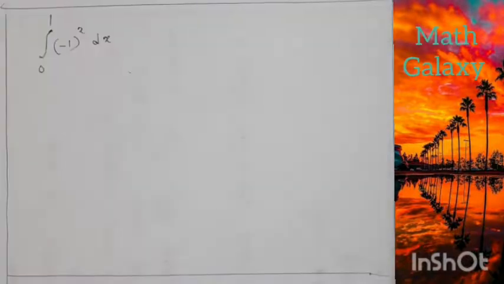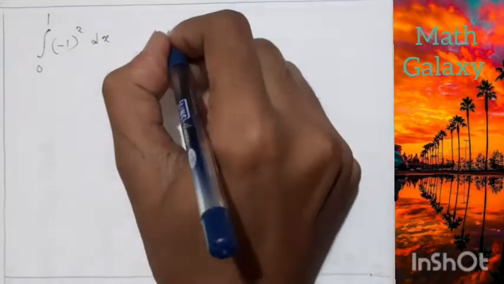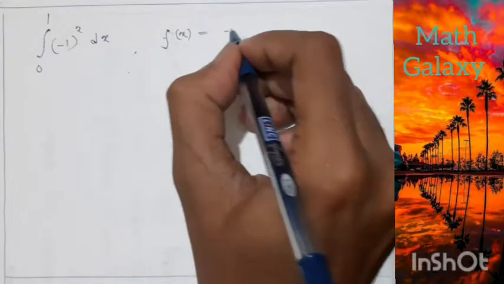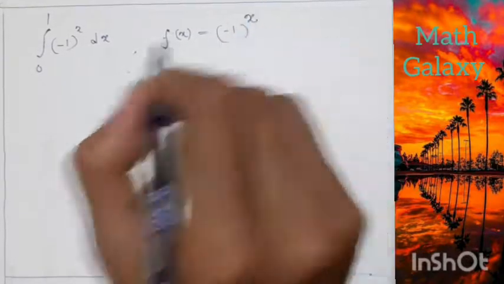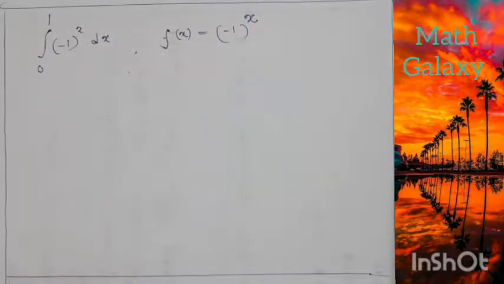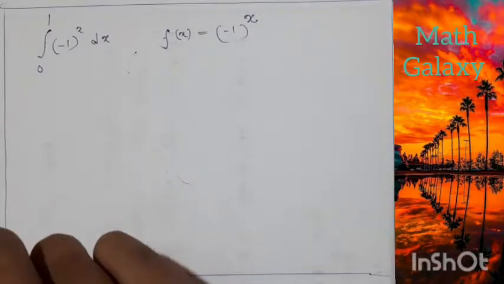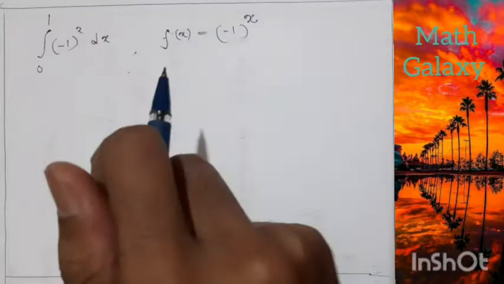So this is actually the problem here. As you can see, the function which is to be integrated is called f(x). What is f(x)? f(x) is (minus 1) to the power x. So we need to integrate this. At first when you see this problem, what comes to our mind? That this is not integrable, but of course you can see that this function f(x) has some definite value and this can be integrable.